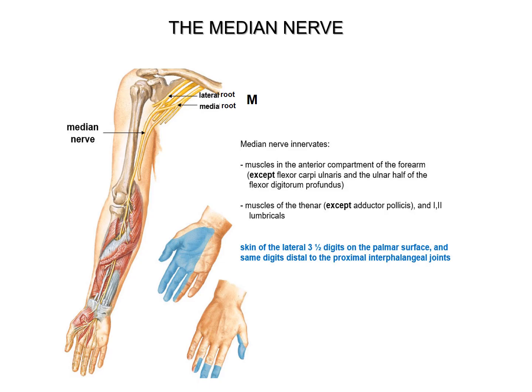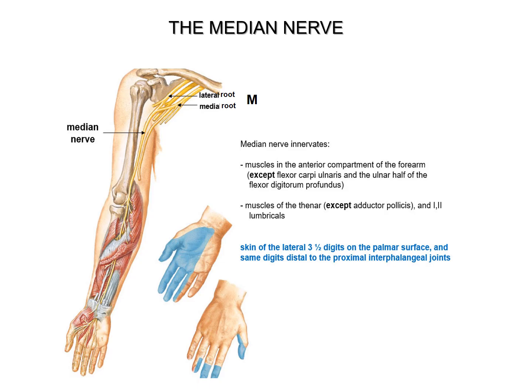In the forearm, the nerve travels between the flexor digitorum superficialis and flexor digitorum profundus muscles. The median nerve gives rise to two major branches in the forearm: anterior interosseous nerve and palmar cutaneous nerve. Anterior interosseous nerve supplies the deep muscles in the anterior forearm, except flexor carpi ulnaris and the ulnar half of the flexor digitorum profundus. Palmar cutaneous nerve innervates the skin of the lateral palm.